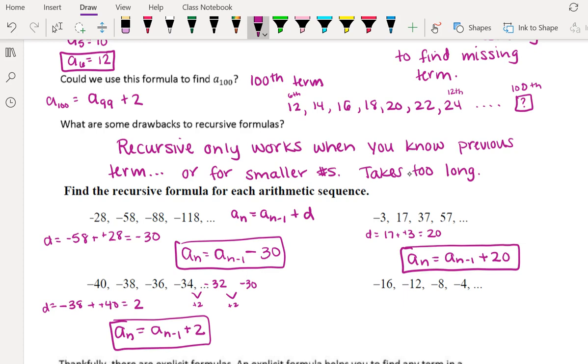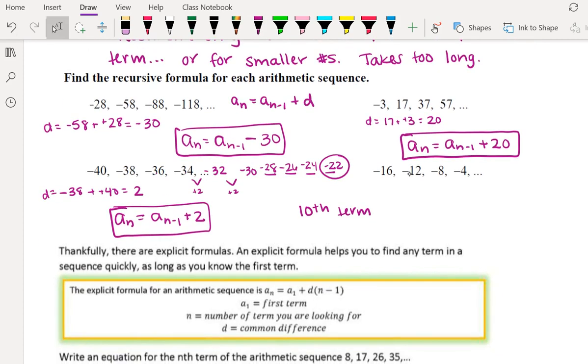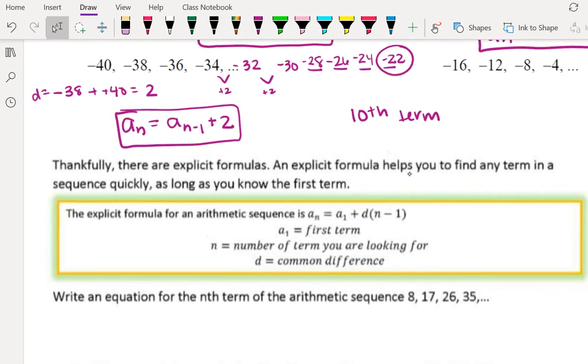The problem is, if I want to know the 10th term, I would have to do this. Here's 1, 2, 3, 4, 5, 6, 7, 8, 9, 10. I would have to continue adding 2 until I got there. Okay, so thankfully we have what's called an explicit formula. The explicit formula helps you find any term in a sequence quickly as long as you know the first term.